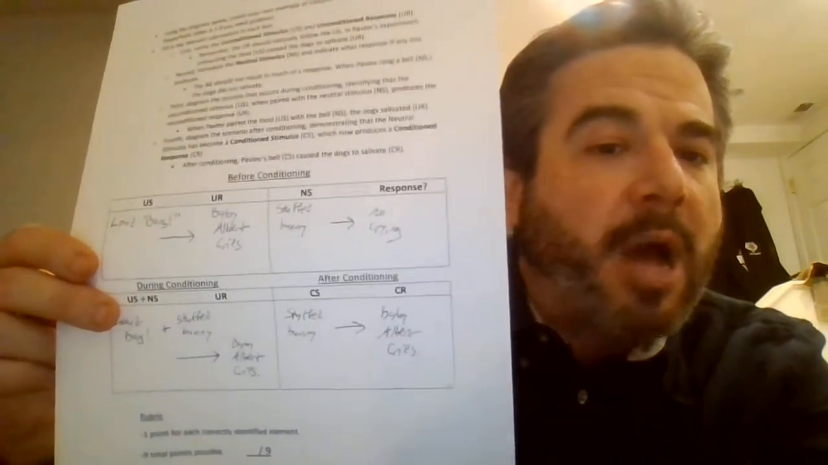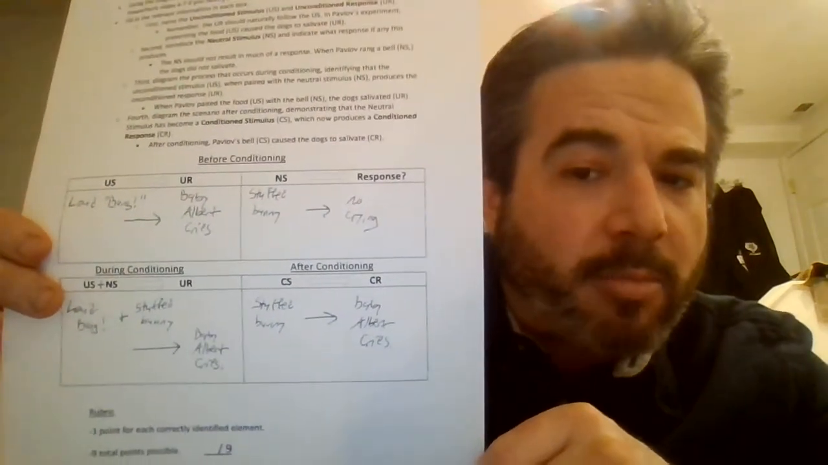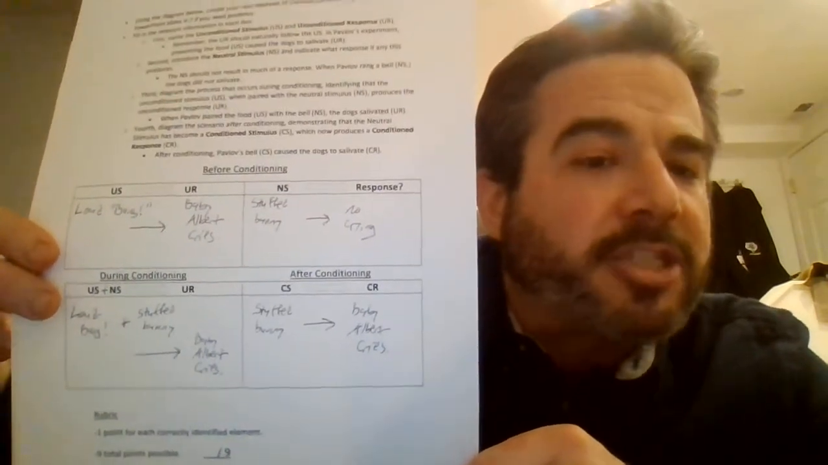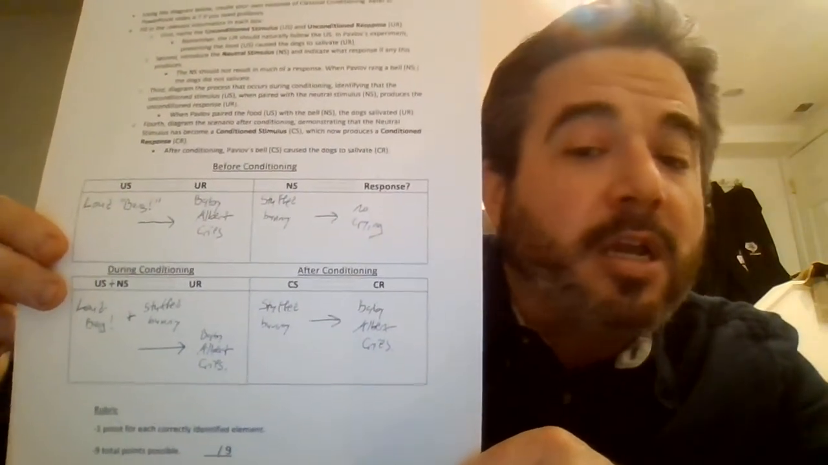Box number 2, introduce the neutral stimulus and indicate what response, if any, this produces. In Pavlov's experiment, the neutral stimulus was a bell, and the reaction was that the dogs didn't salivate. The neutral stimulus should not in any way be associated with the unconditioned response. It should essentially be meaningless to the subject. In the baby Albert example, the neutral stimulus was the stuffed toy bunny, which baby Albert may have had a reaction to. Maybe he liked it, maybe he played with it, but that reaction had nothing to do with the unconditioned response of him getting startled and starting to cry.